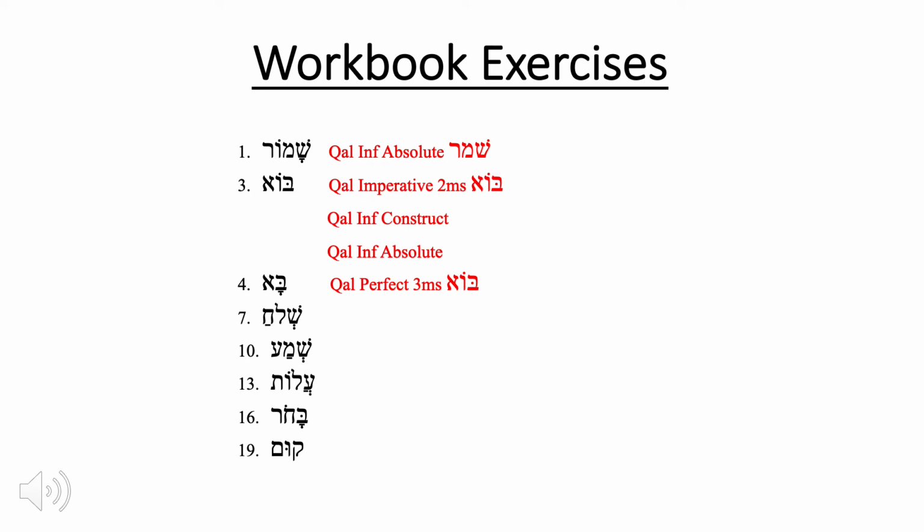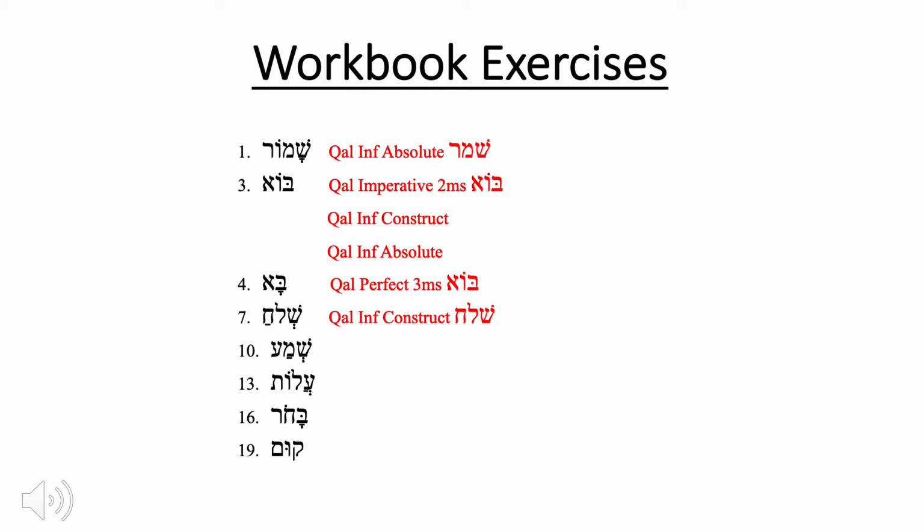What about number 7? How do we parse this particular verb? Number 7 is a little tricky in that it's not a Qal infinitive absolute. We instead have a Qal infinitive construct. You'll notice that there is no vav with the holem. That is not a telltale sign that this is construct. It often happens in the construct, but it's possible for an infinitive absolute to be written defectively without the vav.